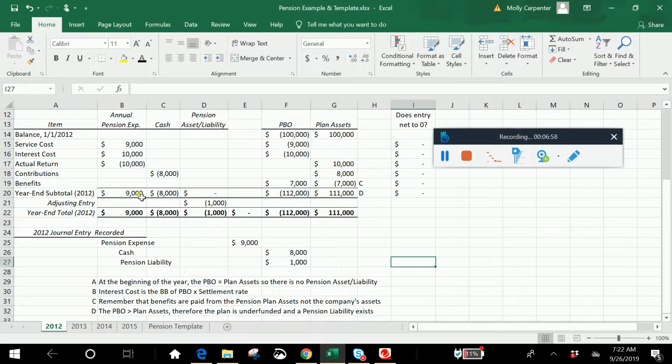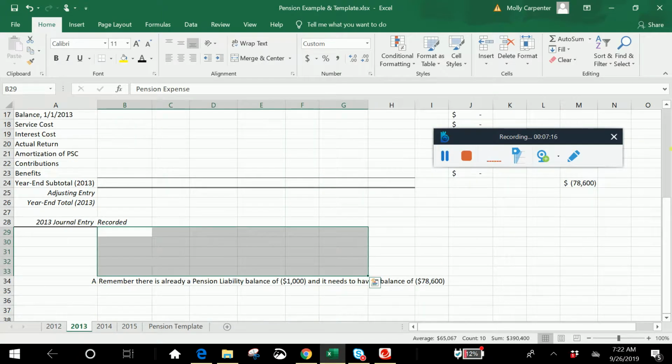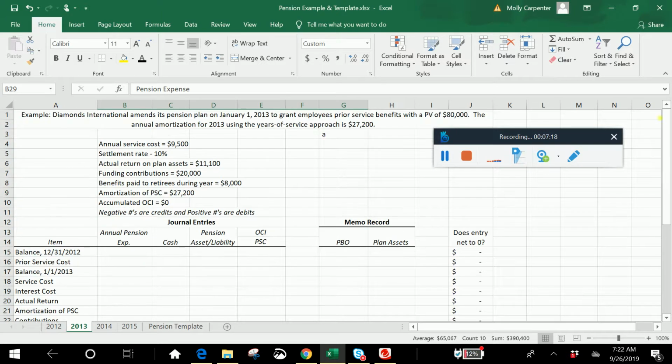And for the annual pension expense, we don't need to carry over that $9,000, because we know that pension expense is an expense account, which is a temporary account that gets closed out into retained earnings every year. We will want to take note, though, of our pension liability account, and so our first step as we move on to 2013 is to fill out those beginning balances.